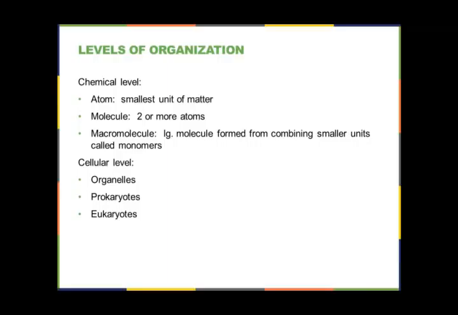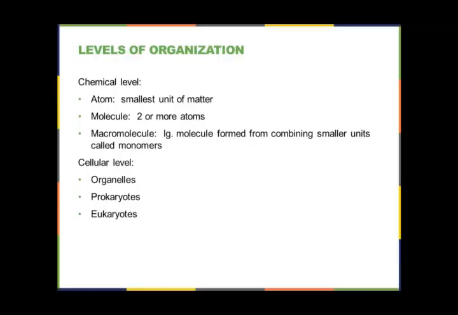You can break atoms down into subatomic particles, but they will no longer retain the identity of the particular element they are if we break them down more. So we consider them to be the smallest unit of matter. A molecule is made up of two or more atoms. Sometimes in chemistry they like to specify with a molecule that it's two or more atoms of the same element.